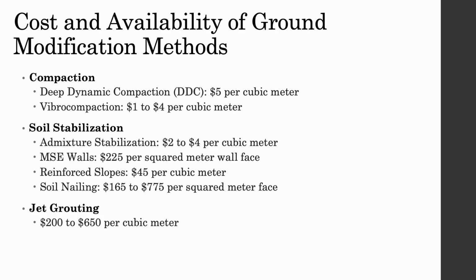If you're building structural support like mechanically stabilized earth walls, that can be around $225 per square meter of wall face. Reinforced slope stabilization comes in at about $45 per cubic meter, and soil nailing can cost anywhere from $165 to $775 per square meter face, depending on depth and length. Lastly, jet grouting is one of the more expensive options, running from $200 to $650 per cubic meter.